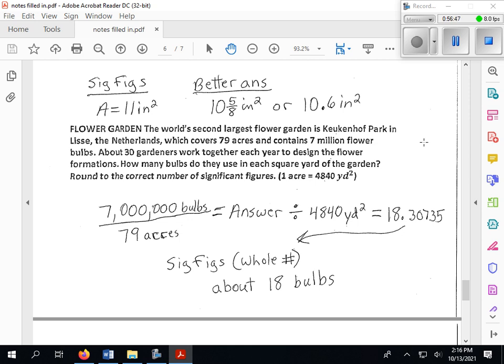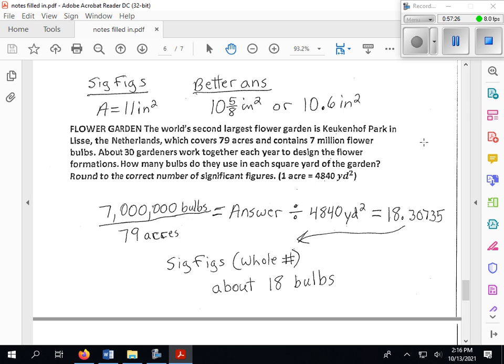So to do this problem, and we didn't need to have all that, we take 7 million flower bulbs divided by the 79 acres. Somebody help me out, what's 7 million divided by 79? 88,607.595, 88,607 point something, right? So that means each acre contains about 88,607 flower bulbs.